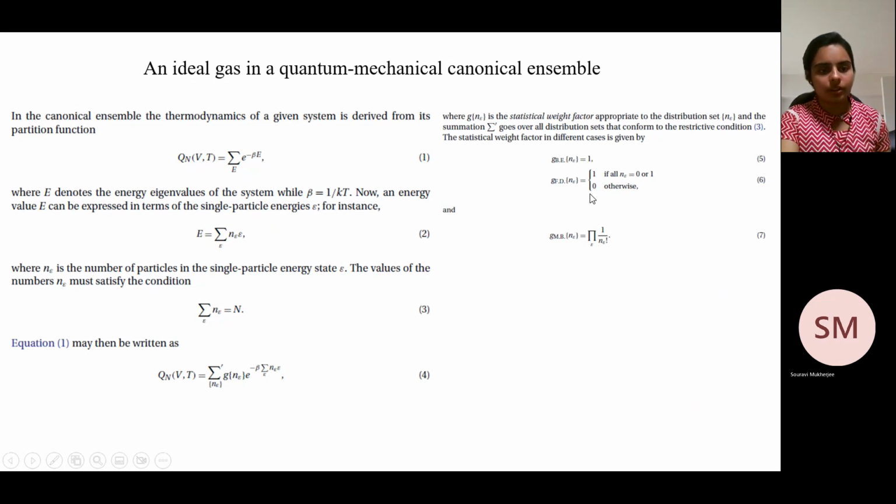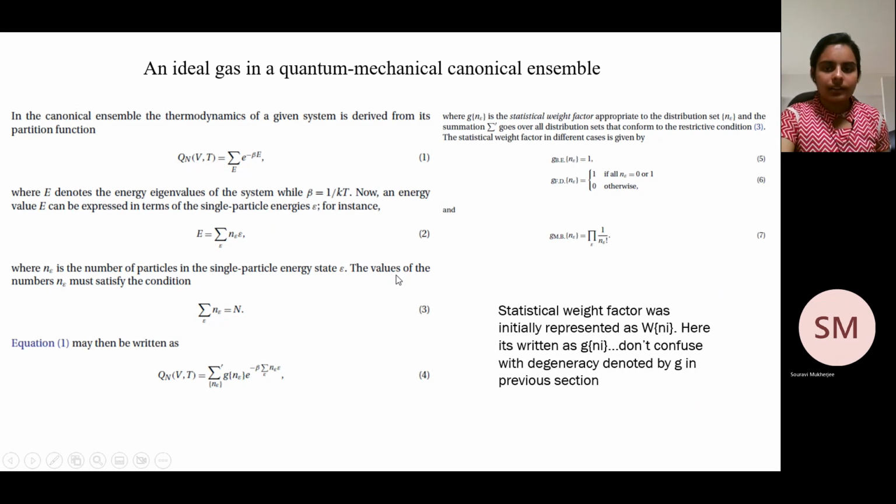But what we are focusing on today is indistinguishable particles. There the numbering of the particles doesn't matter, since the particles are indistinguishable. In that case, the statistical weight factor comes out to be 1. You should remember that the G I have specified here is the statistical weight factor, and it's not the degeneracy.